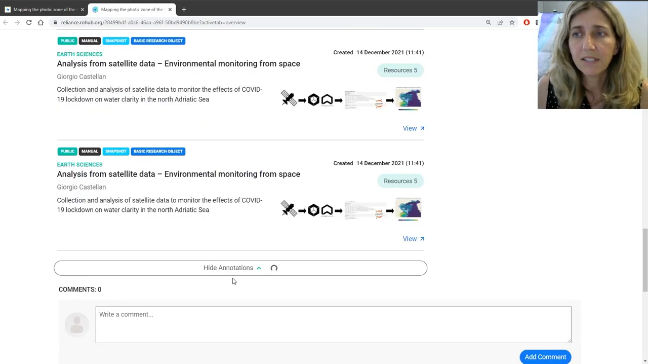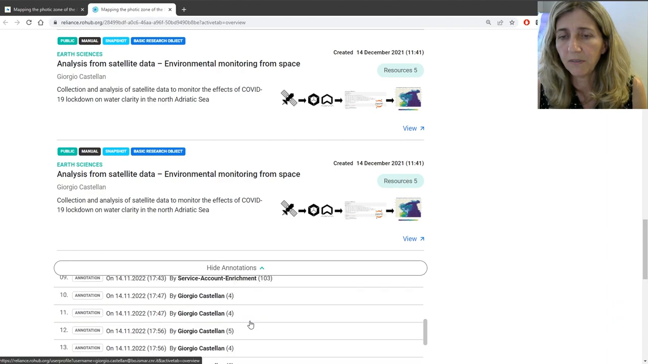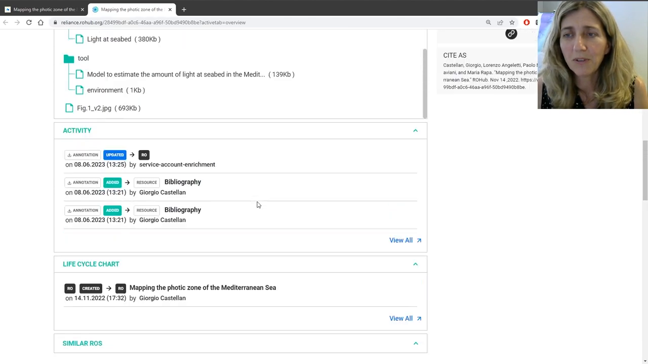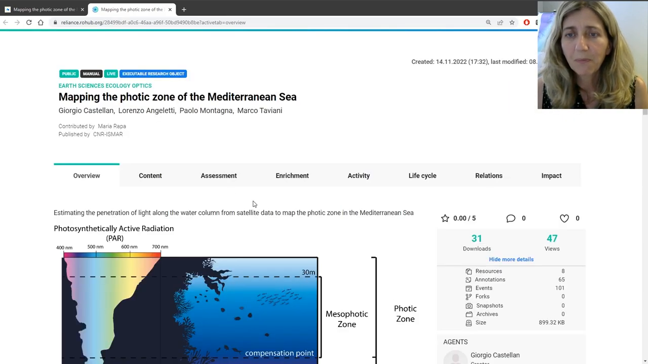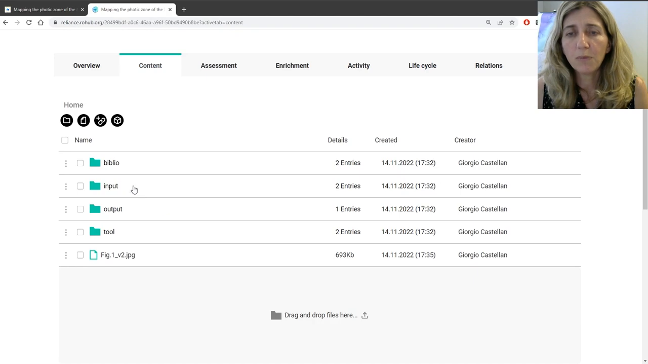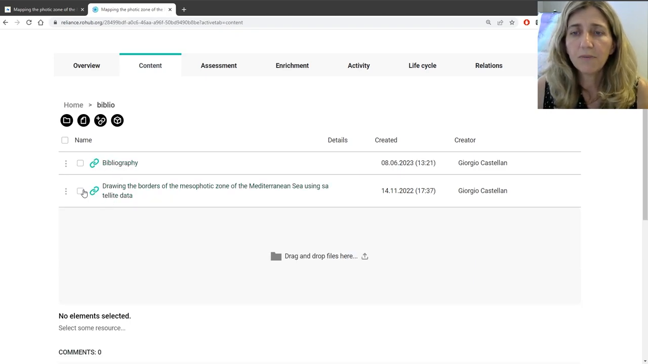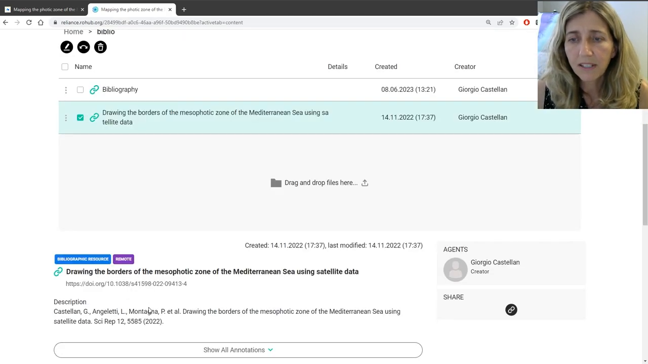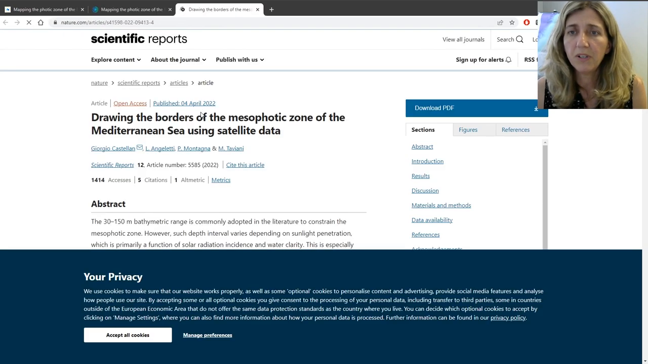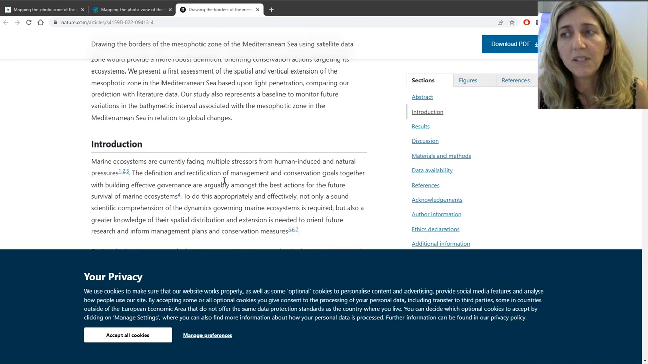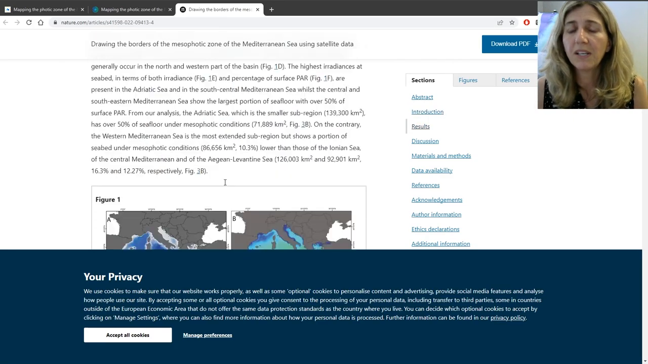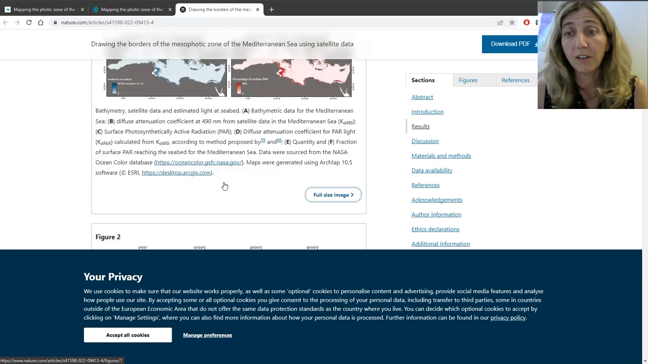I see here there are several ones that could be interesting for further research, and most of them are related to our scientist Giorgio Castellan. Let's have a look at the content now and focus on the bibliography. Here I have two links where I can see some of the bibliography, the published papers, that are stored in the B2Drop resources. So these are not stored in Arrow Hub, but we can use different services of EOSC.